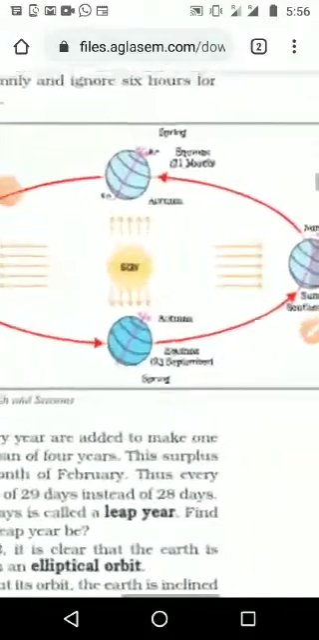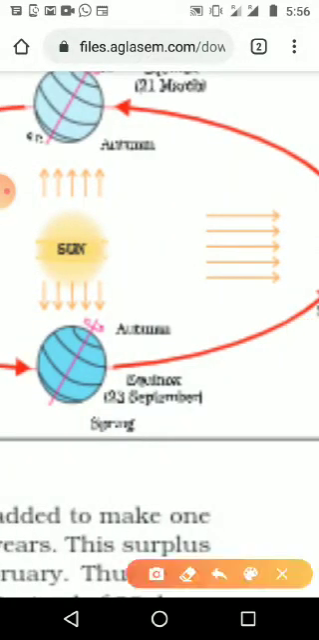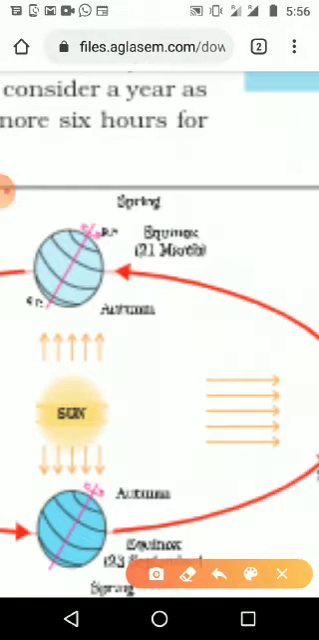It is very clearly given in the picture: winter solstice is on December 22nd, and here we can see that on September 23rd it is autumn season in the northern hemisphere and spring season in the southern hemisphere. At the same time, in the month of March, in the northern hemisphere it is spring season and autumn season in the southern hemisphere.